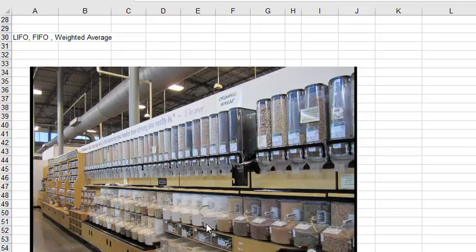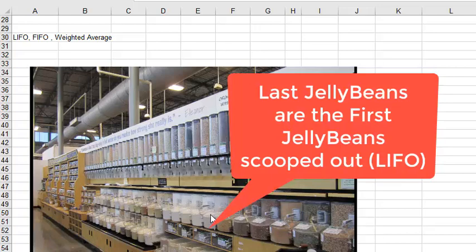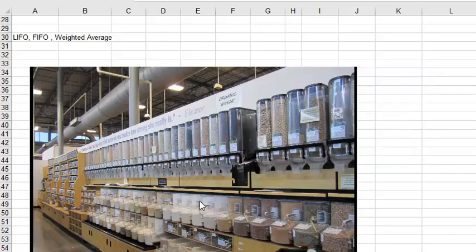LIFO is the opposite. These bins at the bottom represent LIFO. As we fill them from the top, the first items go to the bottom, and the last items stand at the top. So when you go to purchase these, when you scoop in, the first items are at the bottom, but the last items are the first out. So this is an example of LIFO.